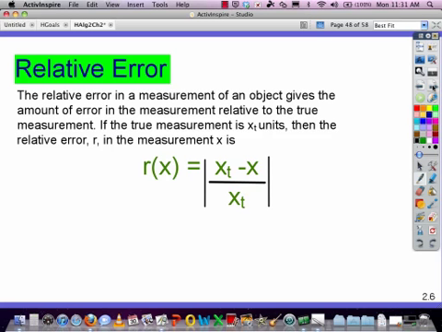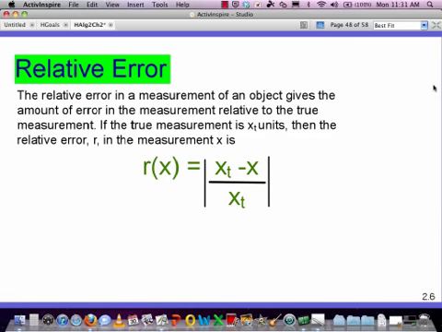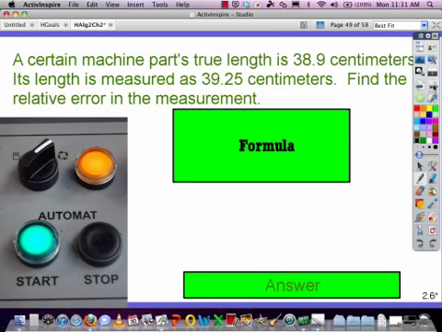So we're going to use that. It's in the book. Not that it has to be memorized, but it does have to be used since it does relate to what we're discussing. So we're starting here. We've got a certain machine's part's true length is 38.9 centimeters. Its length is measured as 39.25 centimeters. Find the relative error in the measurement.